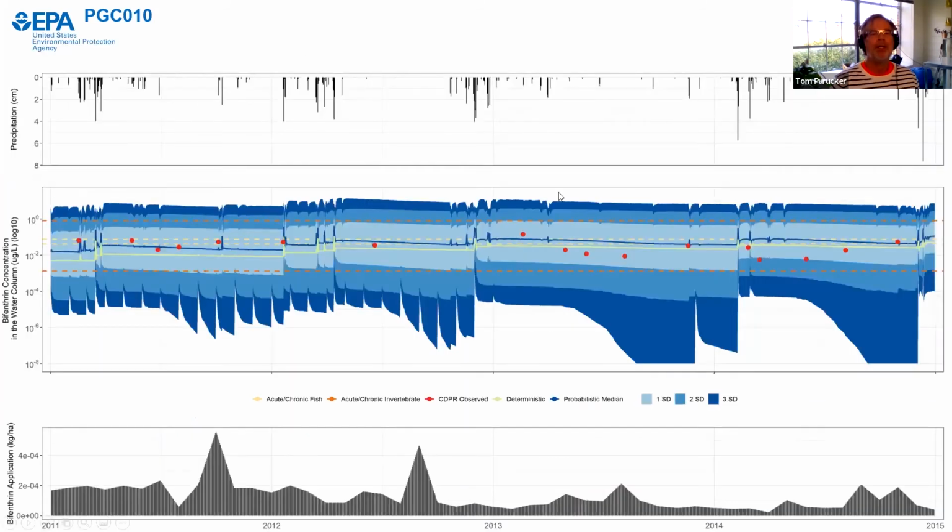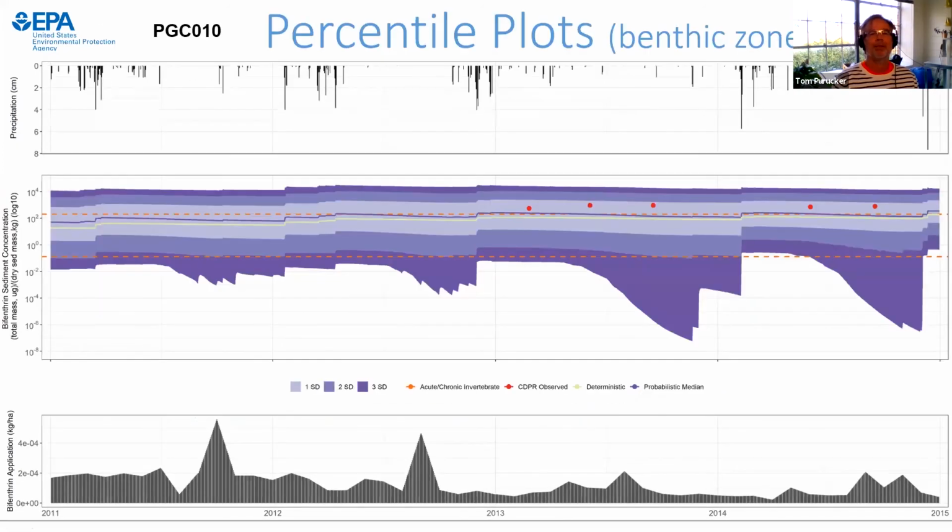And so this is all that information together, with the applications and the daily moving average, and the precipitation coming down with these vertical bars from the top. It kind of explains the variability that you see over time in these simulation predictions.